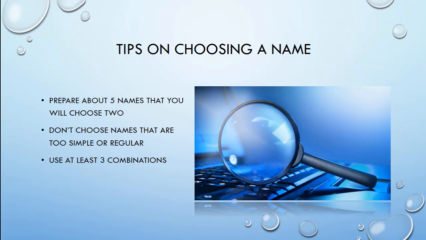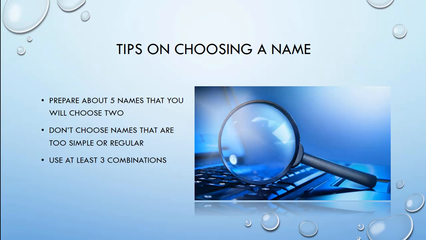Tips on choosing a name. I just want to share with you a few tips on how you should go about choosing your name. You need to prepare about 5 names that you choose. Okay, so you need to have at least 5 names. Form them whichever pattern you want to use. You can check online on how to choose a name for your business. But you need to come up with these names and write them down. Okay, that means you are ready to perform the name search.